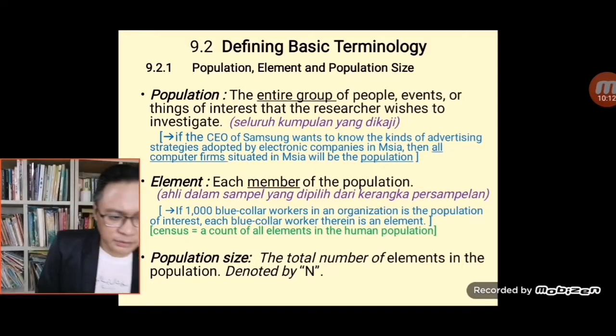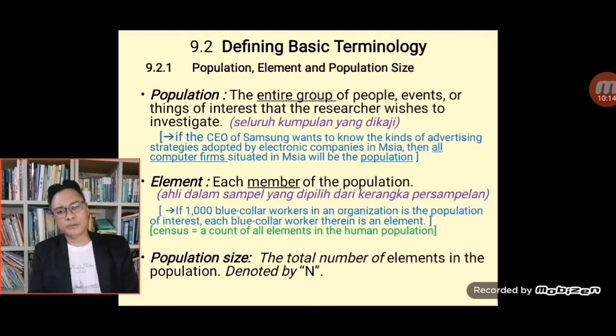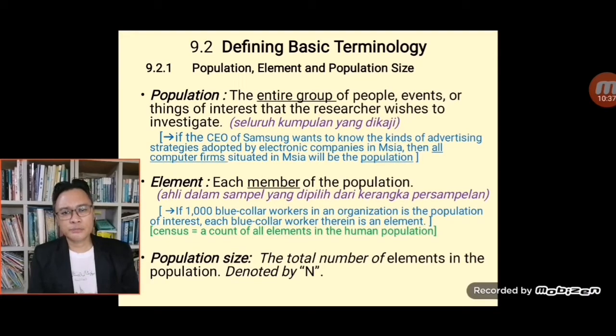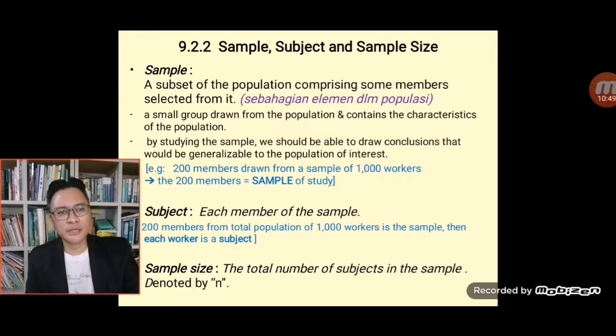And then ada your friend will be conducting survey tentang exotic food. Kan, exotic food. Population dia yang macam mana? Population dia yang adalah the people who consume exotic food. Those who are not consuming the exotic food, they cannot be the participant. Macam tu. Population size, the total number of elements in the population denoted by n.